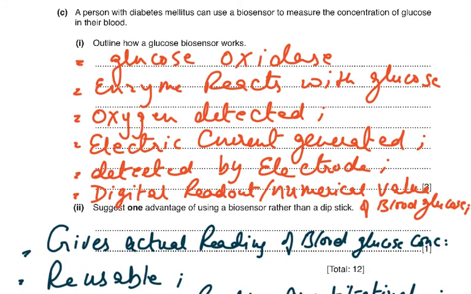Part C of the question says a person with diabetes mellitus can use a biosensor to measure the concentration of glucose in their blood. Outline how a glucose biosensor works. You've got dipstick and biosensor in your syllabus, and you need to know both of these.